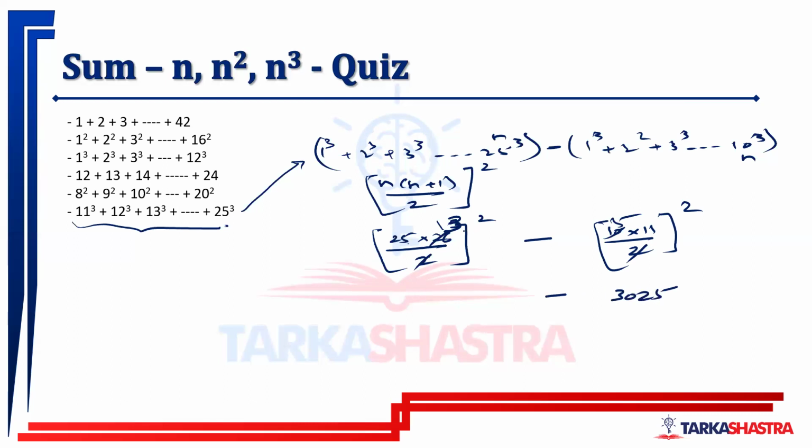Now 25 into 13 square is 625 into 169. Difficult to calculate. So 25 into 13 is 325. 325 square is 5 square 25. 32 is multiplied by 33. 32 multiplied by 33 is 1056.